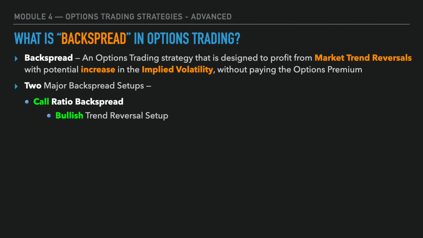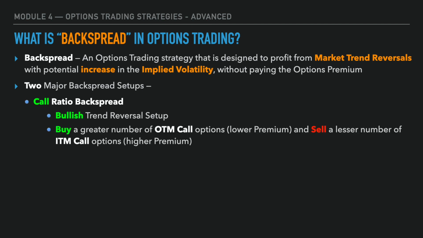It is considered a bullish trend reversal setup, meaning you believe the market will turn bullish and reverse to the upside. For a call ratio backspread, traders buy a greater number of out-of-the-money call options with lower premium and sell a lesser number of in-the-money call options with higher premium, so that the premiums can cancel each other out. The typical ratios between buying and selling of those call options are 2-to-1, 3-to-2, or 3-to-1.